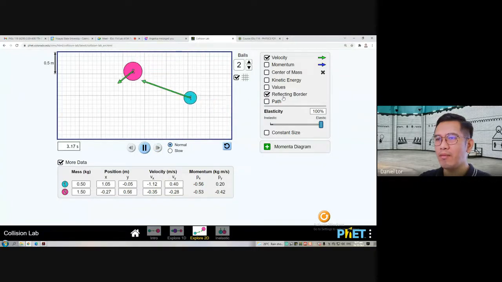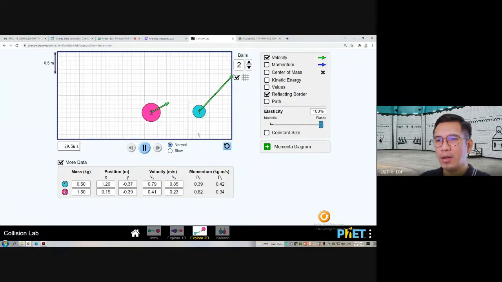Since we have the reflecting border, the time will come that the two will collide. As you can see, while they have not yet collided, their velocities don't change, no? But once they collide, their velocities will change. We can also show this in slow motion so we can better see the changes in their velocity once they collide. Normal mode. Slow motion mode, normal mode.